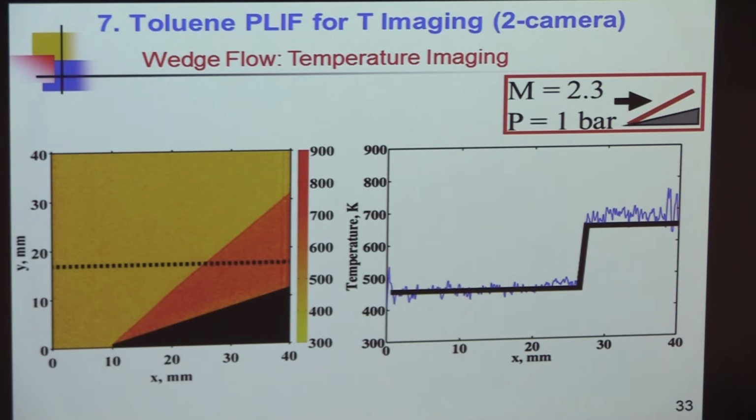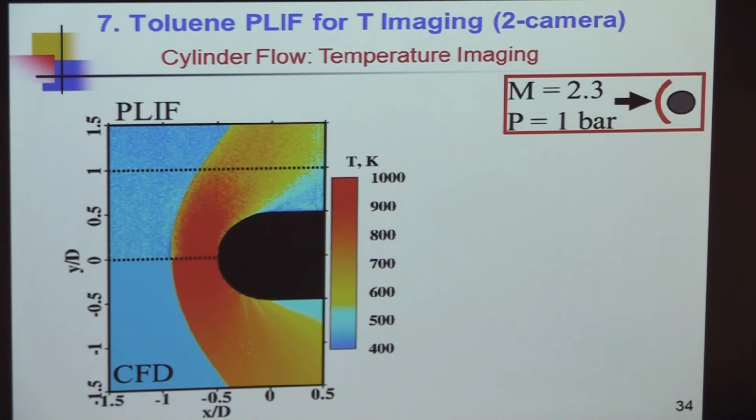So is it perfect? No. You can see the noise level. Can we discriminate temperature change? Yes, 460 to about 6. So it works, but we might wish it were a little better. But it is a way to do compressible flow fields.